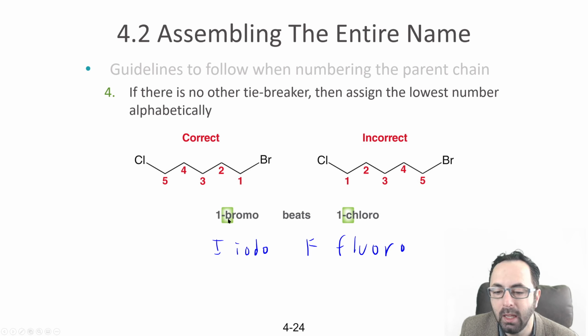And because B comes before C in the alphabet, and we only do this when we can't break the tie with numbers, then we finally go to alphabet. So since B comes before C, we're going to make bromo number 1, and we're going to make chloro number 5 instead of the opposite.